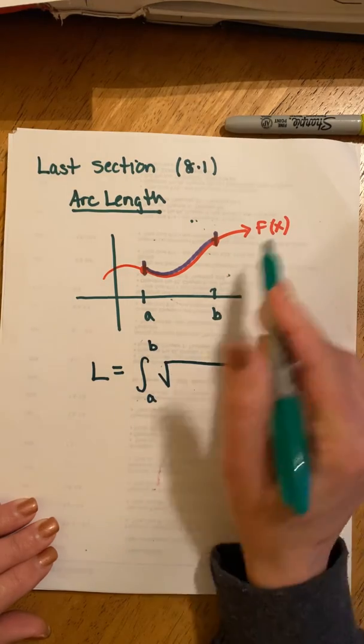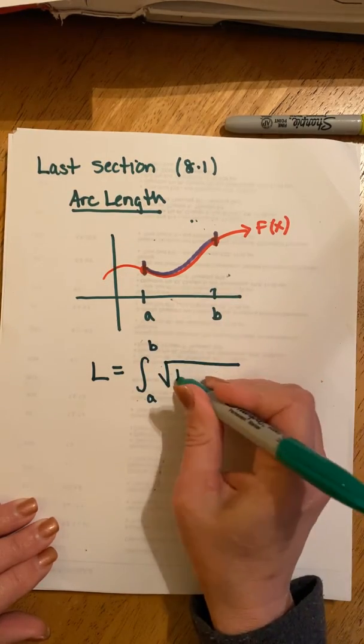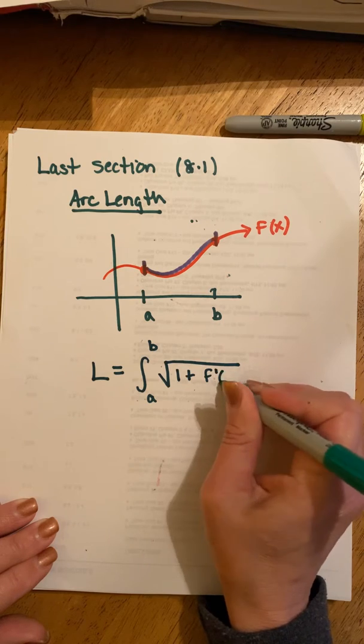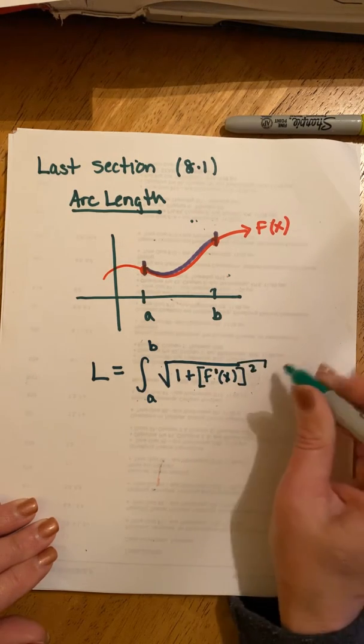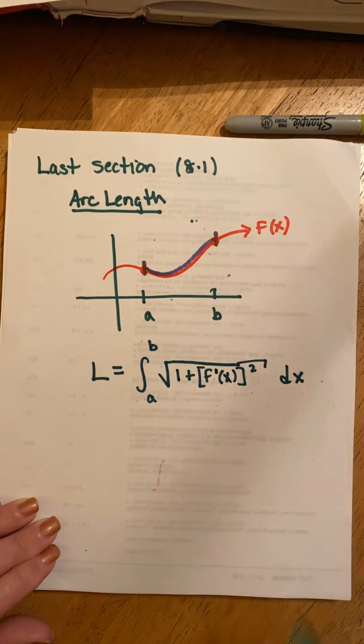We're going to integrate this function over the interval a, b. It's going to be 1 plus the derivative squared all under the radical, and we're going to integrate with respect to x.